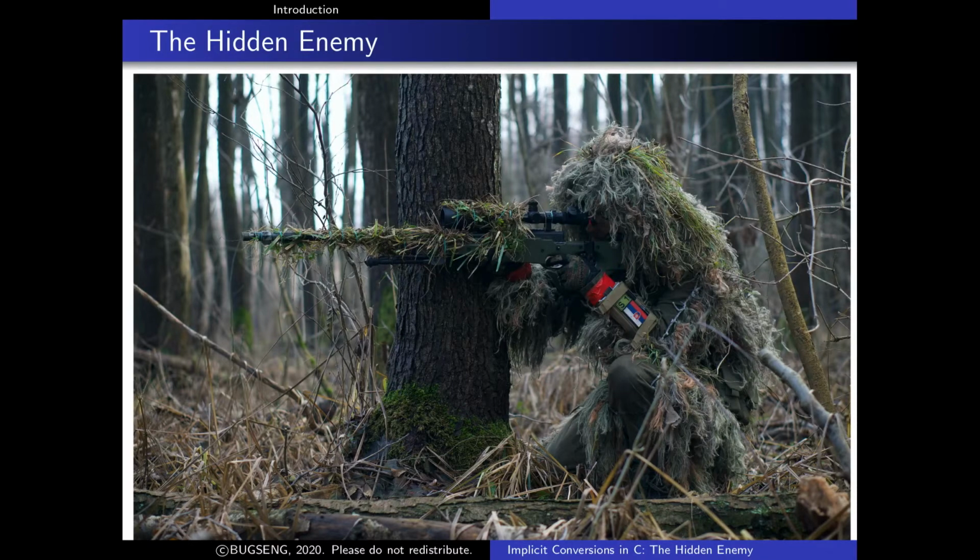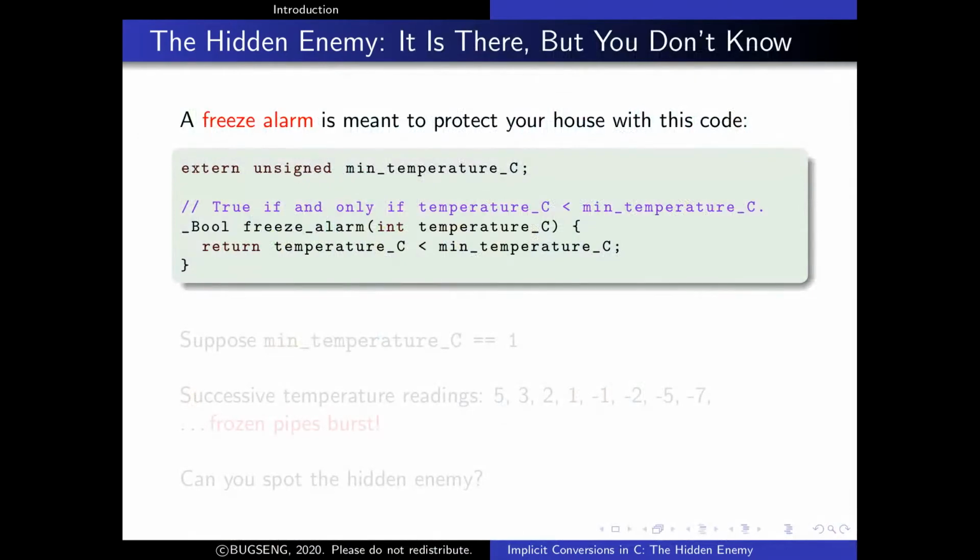To explain this, I have prepared an example. Suppose that a freeze alarm is meant to protect your house with this code. A freeze alarm is a device you would put in your house that, in case the temperature goes too low before your pipes freeze and thus risk bursting, will do something. For example, it will switch the heating system on. So this is the code.